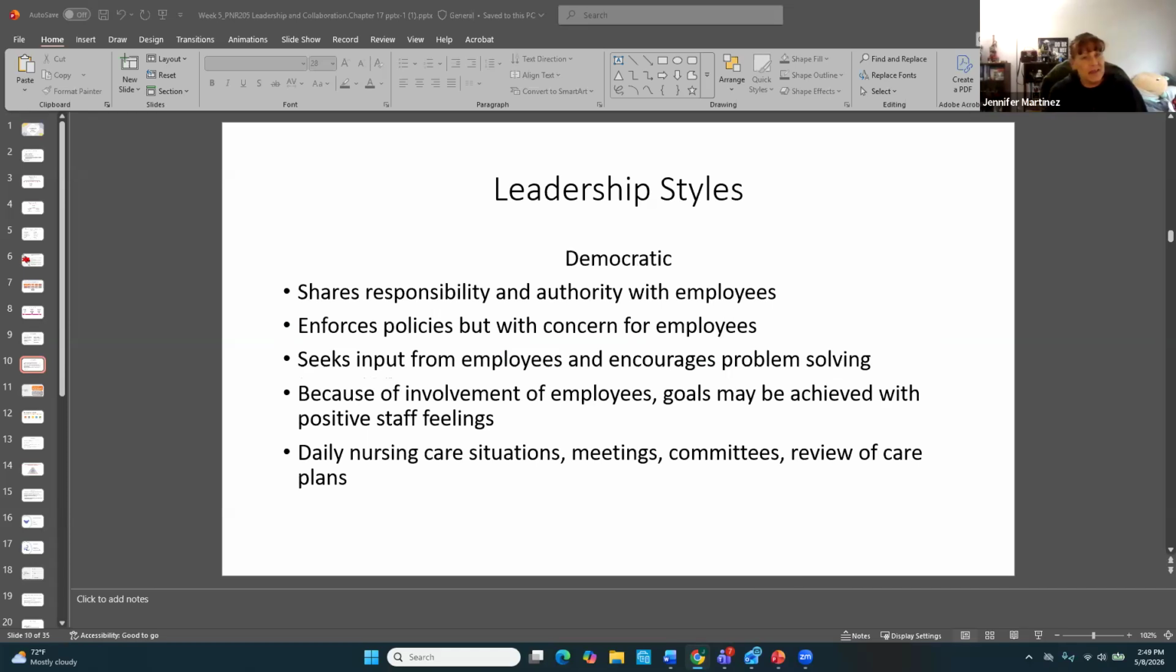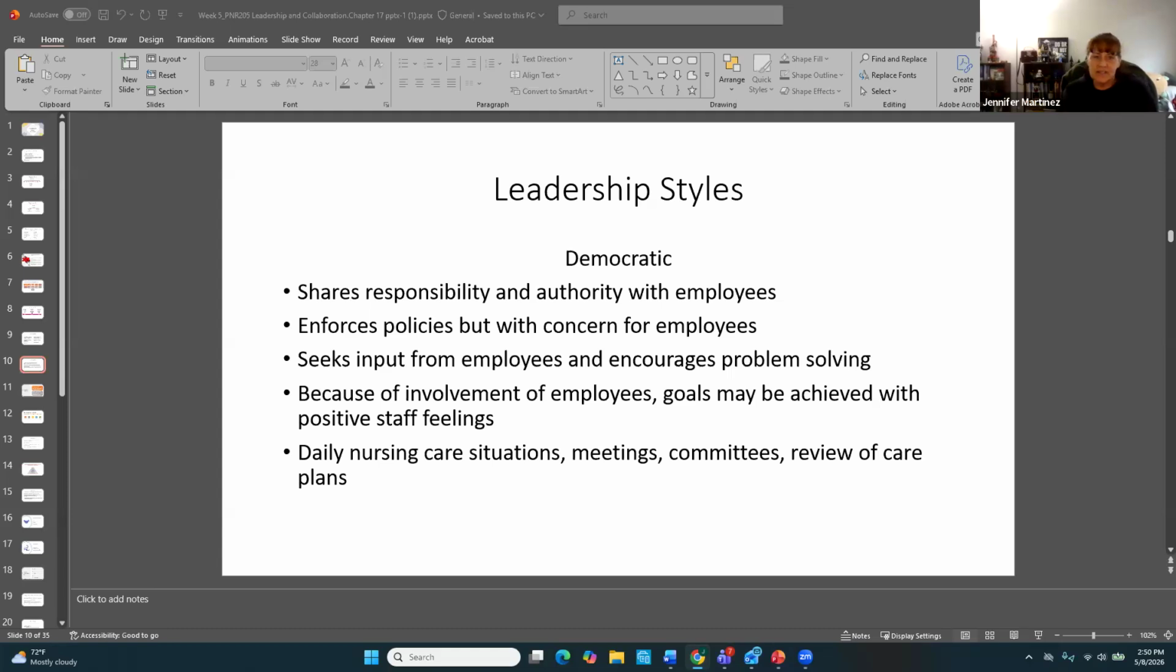Most people like this type of leadership more so, right? So democratic leaders share responsibility and authority with employees. They enforce the policies, but they still have that concern for employees. And they are going to seek input from their employees. They encourage problem solving. And in long-term care, especially, this is important, right?